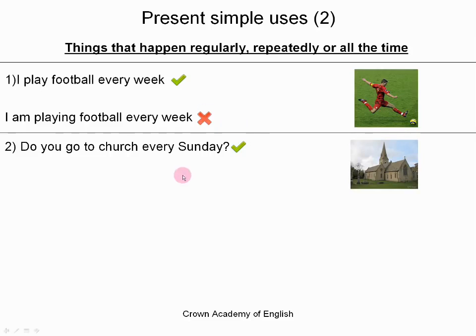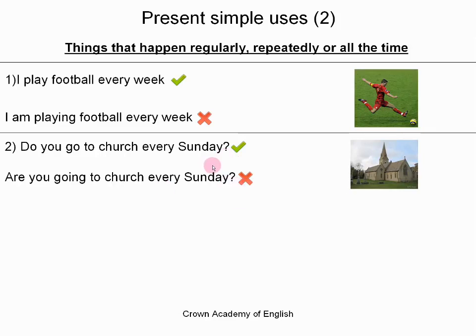This time we're using the question form just to get some practice using the questions in the present simple. So we would say, do you go to church every Sunday? Okay, so the every Sunday indicates that it's something that happens regularly. And so because we're asking a question about something that happens regularly, we must use the present simple. So we say, do you go to church? We cannot say, are you going to church every Sunday? That is wrong. That is grammatically wrong to say that or to write that.